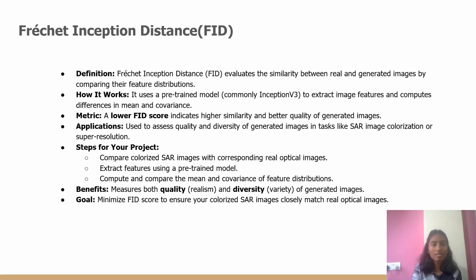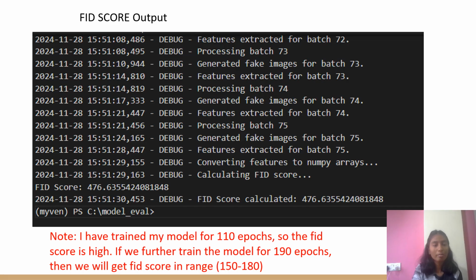It is used to assess the quality and diversity of the generated images in tasks like SAR image colorization. We compare the colorized images with the corresponding real optical images, then extract the features using a pre-trained model and calculate and compare the mean and covariance of the feature distributions. It measures both quality and diversity. Basically, the performance of the model is evaluated using the FID score. Here is a basic code snippet of my code calculating the FID score of my model.